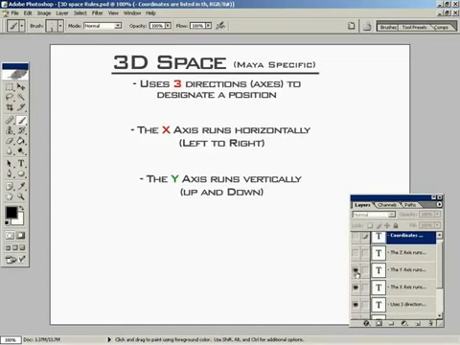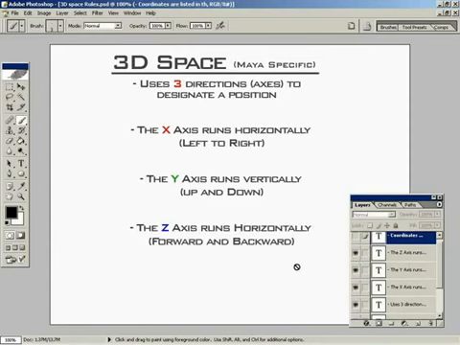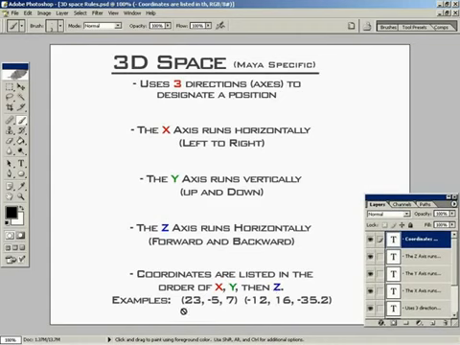The y-axis is going to run vertically, up and down. So a y-positive motion for you would be to go up. A y-negative would be to go downward. The z-axis runs horizontally forward and backward. Think of an axis that goes right out of your chest and right out your back. And then finally, coordinates in 3D space are listed in the order of x, y, and z. So examples would be something like 23, -5 and 7, -12, 16, and -35.2. I threw a little decimal point in there to mix things up a little bit.